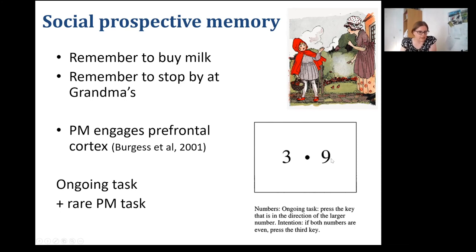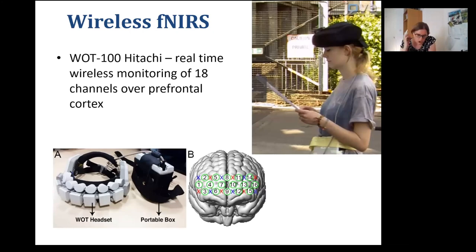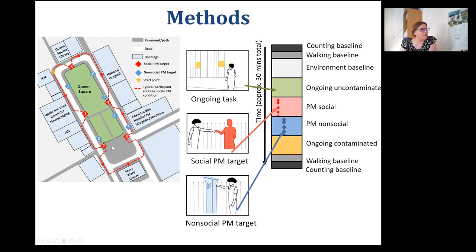So what we were doing with Paul Burgess, who's really the expert on prefrontal cortex here, is setting up a study that takes place outside in Queen Square in London. Our participants are wearing a wearable fNIRS system that gives us 18 channels across prefrontal cortex, and they're walking around Queen Square, where our building, the ICN, is. We started all of our trials here, and we have a circuit around the square that participants walk five times, doing a different task each time they go around.